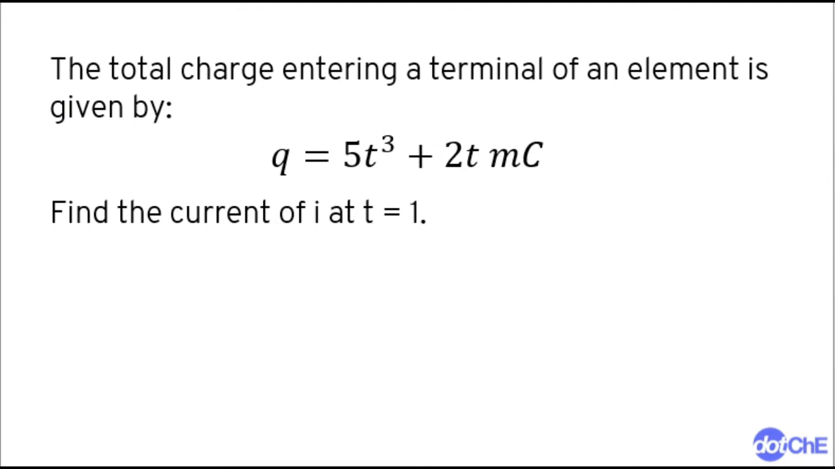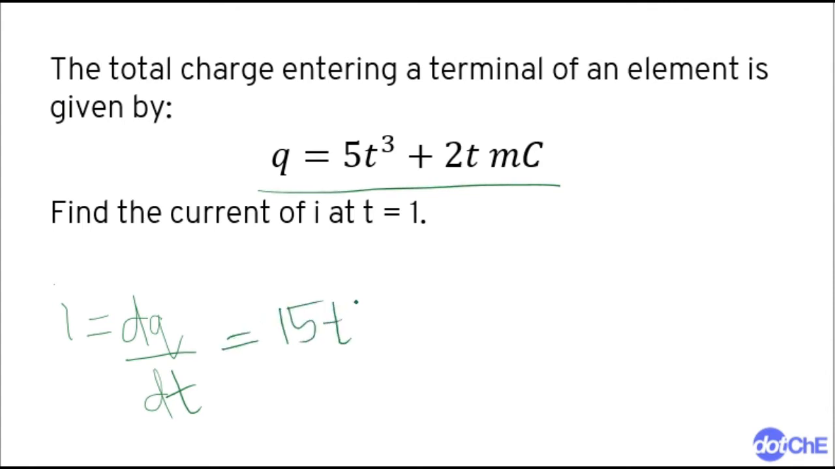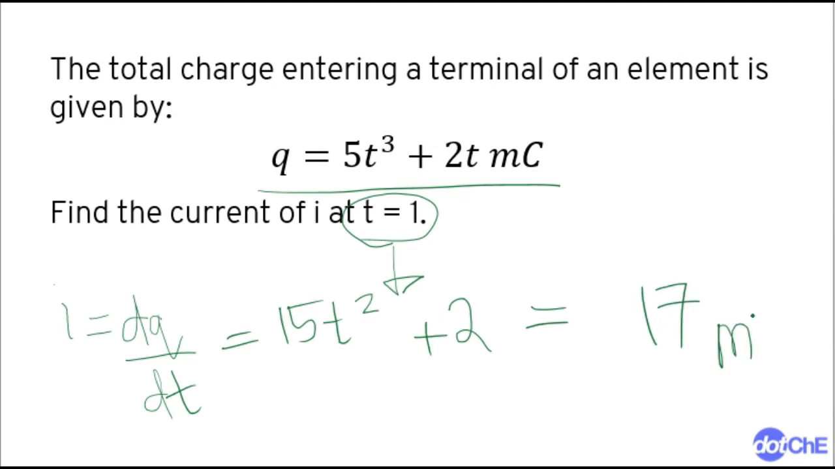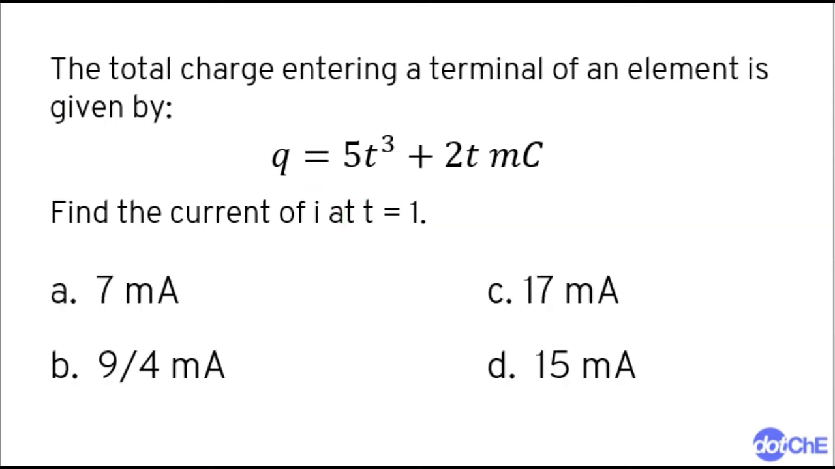So, solve natin. Sabi na, ang current, I equals dq over dt. So, differentiate lang natin to. 15 t squared plus 2, yung current. Tapos, i-substitute natin tong t equals 1 dito sa function ng current. So, ibig sabihin, current is 17 milliamperes. Milliamperes kasi millicoulombs yung Q. So, yun yung letter C.